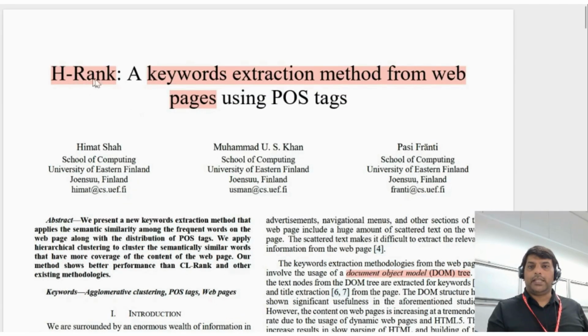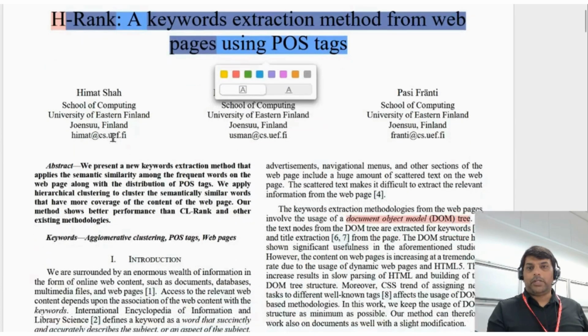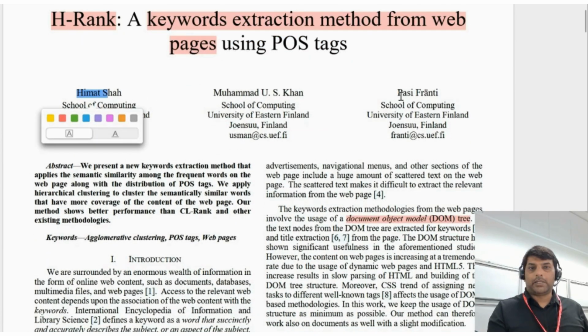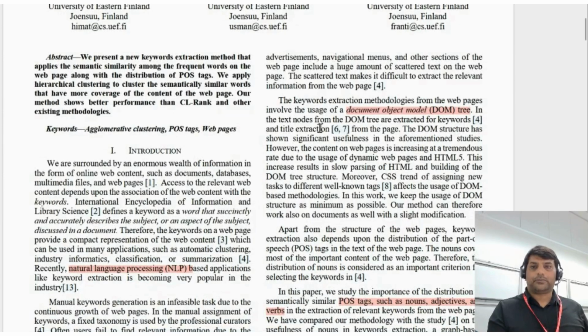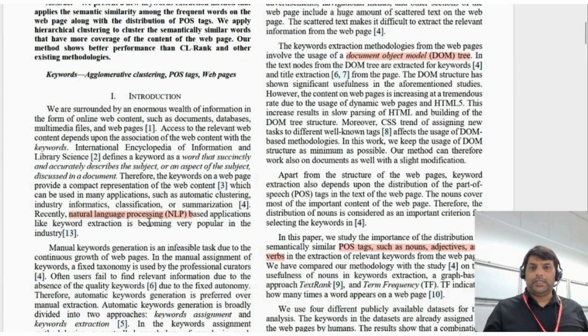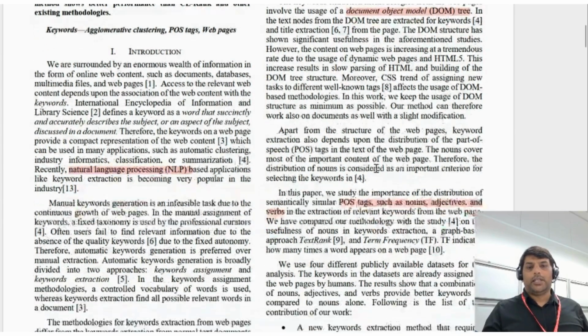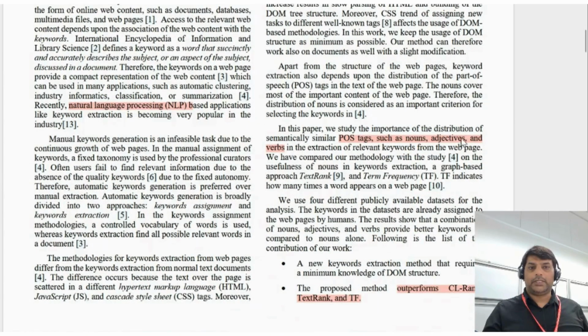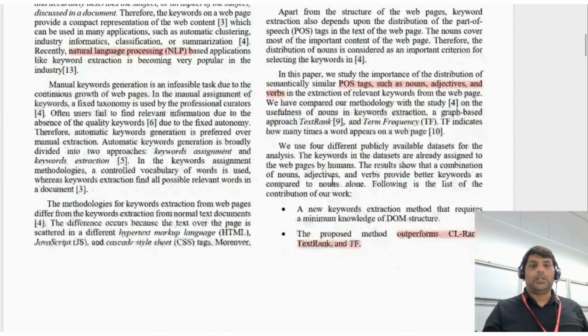This paper's title is HRANK, a keyword extraction method for web pages using POS tags. We were three writers: myself, my supervisor, Professor Asif Ranti, and the co-supervisor, Dr. Usman Khan. So the main contribution of the paper was using NLP, natural language processing, and then we use the document object model, DOM, a tree structure that helps to find different tags using the tree structure of the web page HTML. And then we use POS tags such as nouns, adjectives, and verbs. I showed you earlier in the demo.